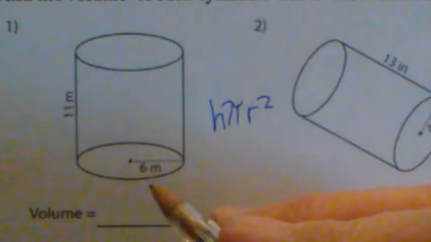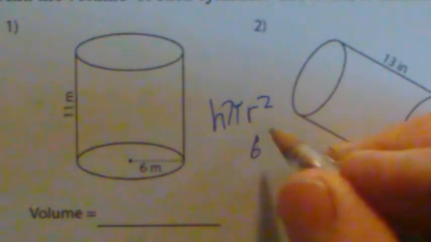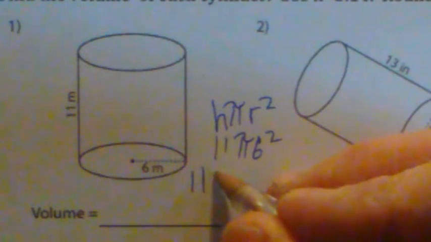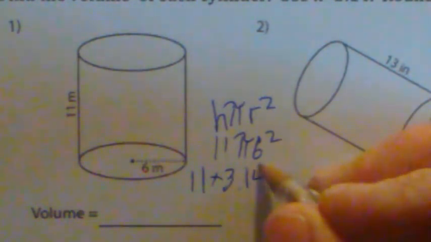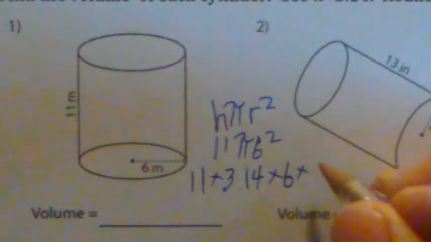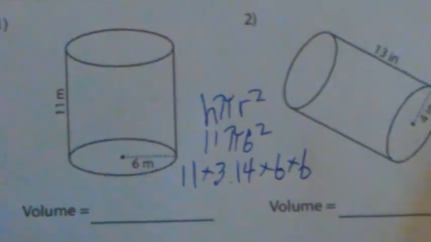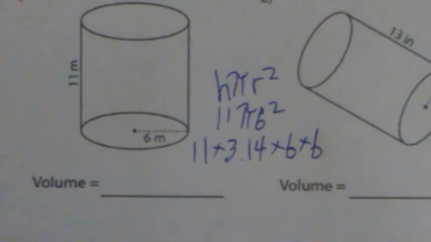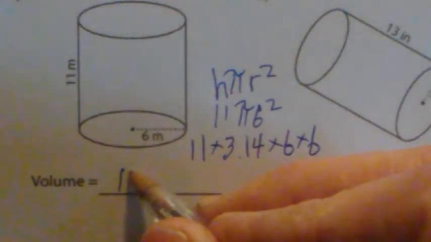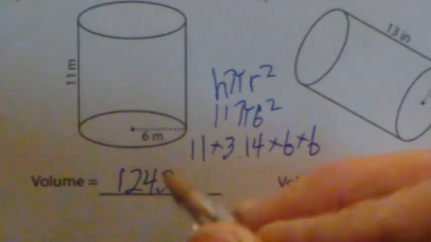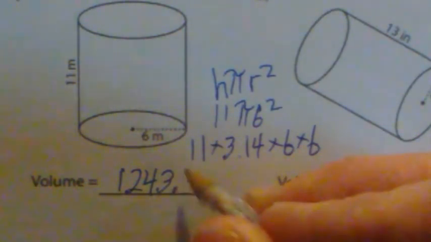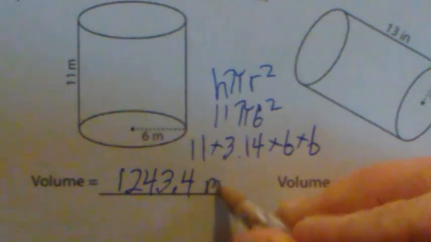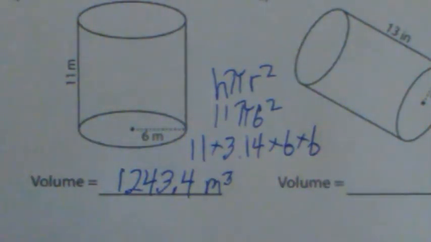So, in this case, you have 6 squared pi, and the height is what? 11. So you want to multiply 11 times 3.14 times 6 times 6. Okay? If you work that out in your calculator, I got 1,243.4. Now these are meters. I could put cubic meters, or I could put meters cubed. Meters cubed. Okay?